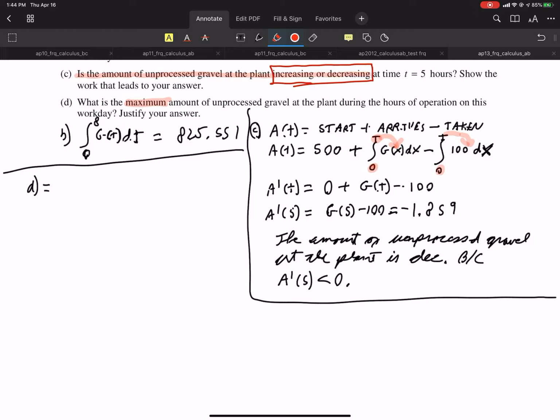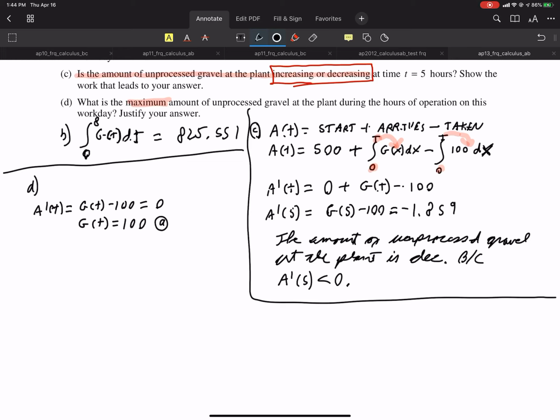What is a critical point? A critical point is where the derivative is 0 or undefined. So we found the derivative previously. So we're going to take the derivative, which is g of t minus 100, set that equal to 0. Well, how do you find that? You need that in your calculator. I'm going to add 100 to both sides. You want to find when g of t equals 100. How do you do that? Well, you graph both those functions on your calculator, g of t and 100, and you find where they intersect.